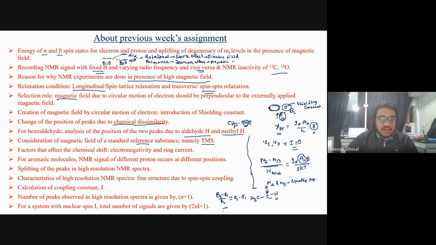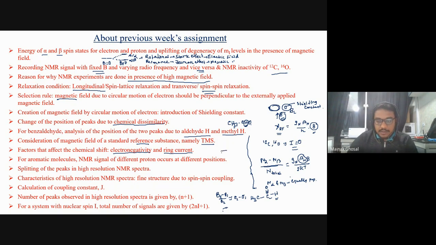Next, the factors that affect the chemical shift. This was also discussed: electronegativity and ring current are the two factors on which it depends. It was also very well discussed by Professor Shanbakshi how electronegativity affects the molecule. And today we will also discuss something related to this. And what ring current is, you have understood; I have given you a detailed description.